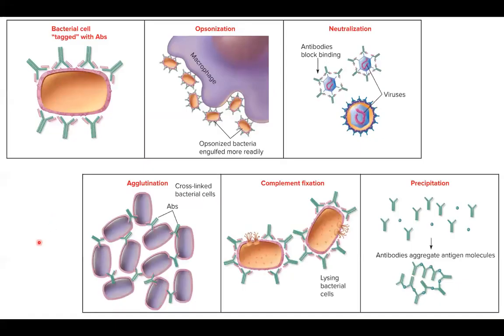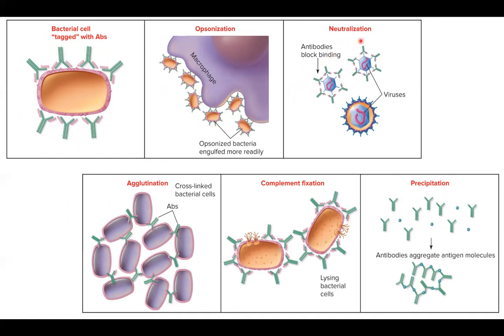And here's just what I said in another form. So we have the bacterial cells tagged with antibodies, making them easier to see for the immune system. And here's opsonization. So we have the macrophage, and now they're better able to bind to these bacterial cells and then get engulfed.